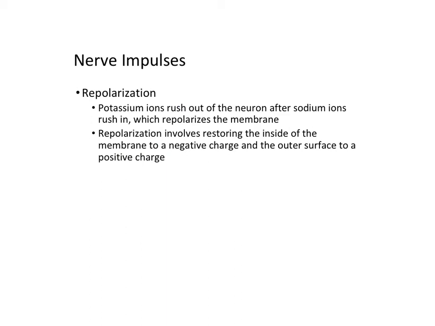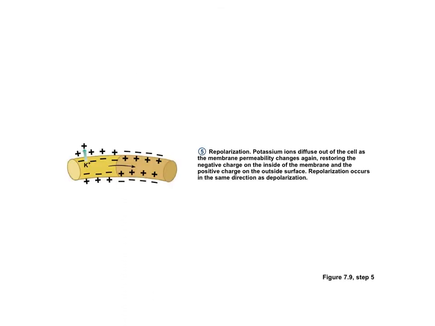Repolarization happens in a couple steps. Potassium ions rush out of the neuron after sodium ions rush in, and that repolarizes the membrane temporarily. Repolarization involves restoring the inside of the membrane to a negative charge and the outside to a positive charge. So after the sodium has rushed into the cell, the potassium rushes out of the cell.